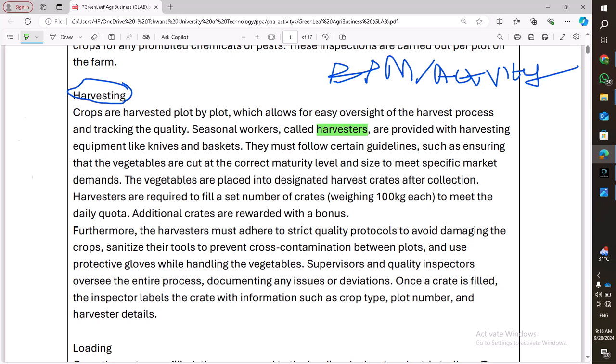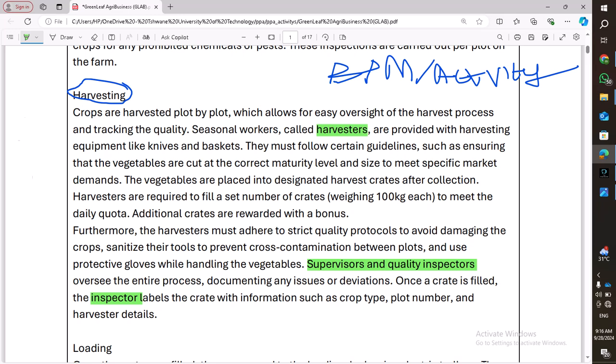These are the supervisors and the quality inspectors. Then we have two more actors, the supervisor and the quality inspector. They oversee the entire process, documenting issues and deviations. Once the tray is filled, the inspector labels the trays with traceability information such as the crop type, plot, number of hectares, and harvest details. We have three actors: the harvesters, which we call seasonal workers, the supervisor, and the quality inspectors.